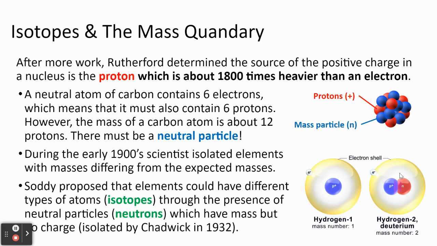There's another form of hydrogen called hydrogen 2. It's sometimes referred to as deuterium. It also has one proton in its nucleus and one electron outside its nucleus, but it also has a neutron in its nucleus. That's where the 2 comes from in its name. One proton plus one neutron equals 2 particles in the nucleus. And the mass number is equal to the protons plus the neutrons.